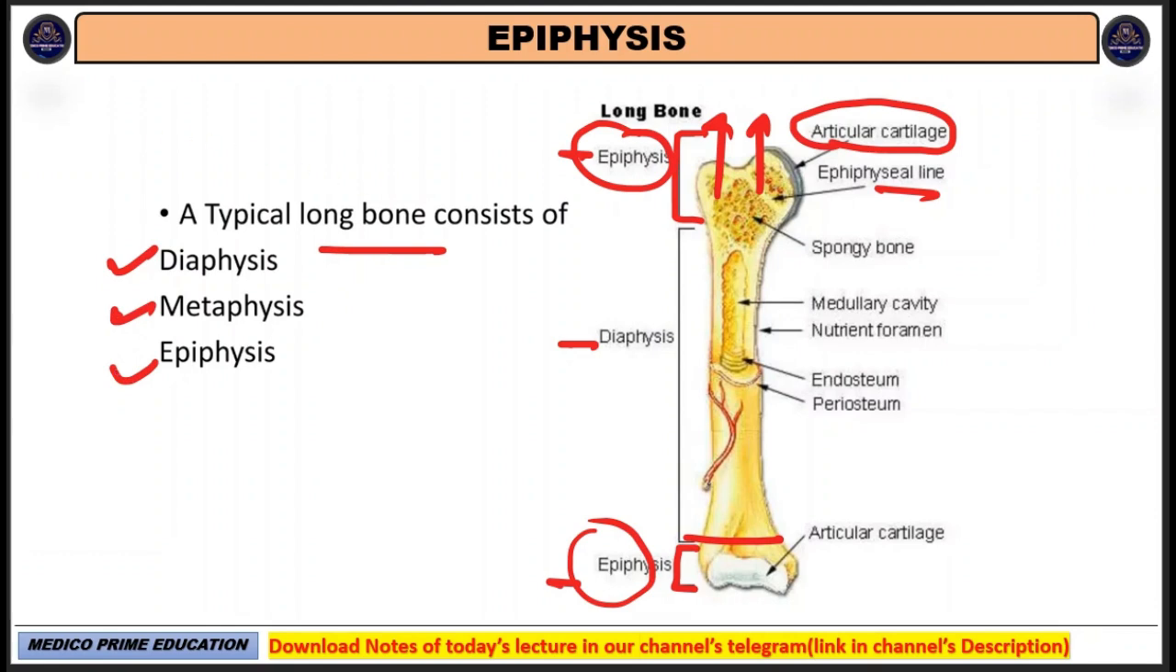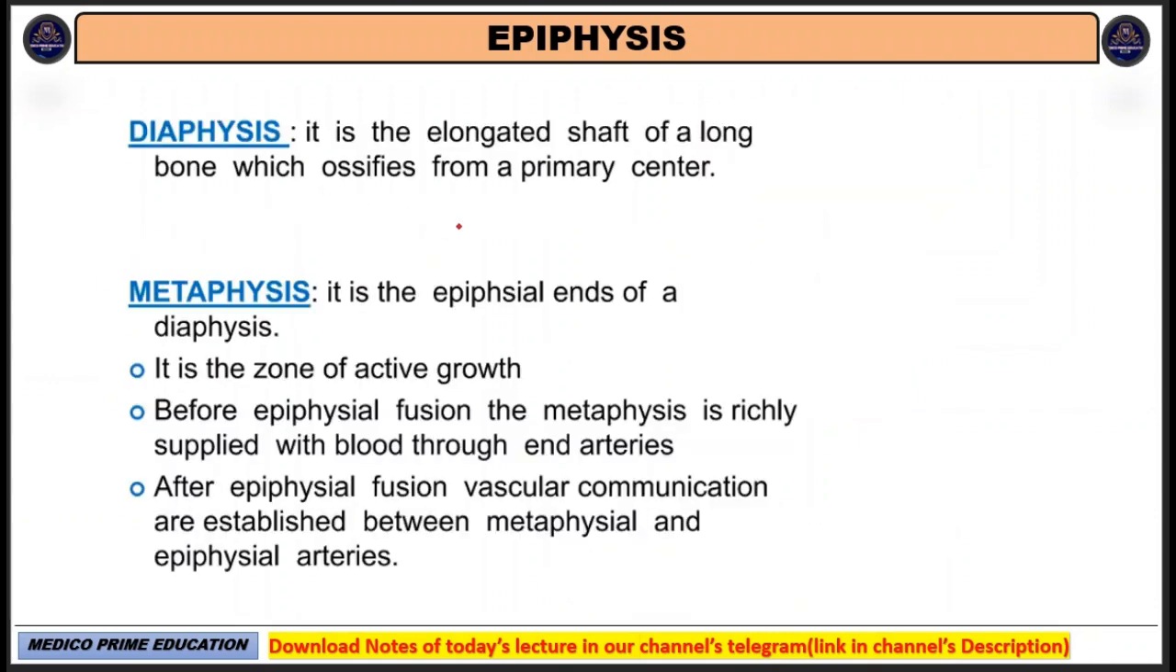We will discuss them one by one. Before epiphysis, I will discuss the diaphysis. Diaphysis is the elongated shaft of the long bone which ossifies from the primary center. This is an MCQ: diaphysis originates from the primary center of ossification of the bone, which leads to the formation of the diaphysis. And one more thing is metaphysis. It is the epiphyseal end of the diaphysis.